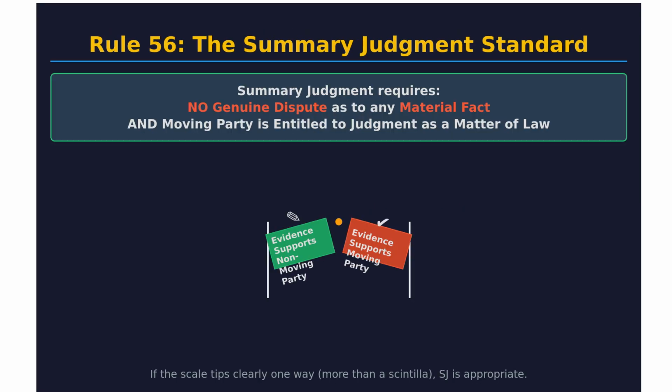Now we turn our full attention to Federal Rule of Civil Procedure 56, governing summary judgment. This rule allows a party to seek judgment when the evidence shows there is no real controversy remaining. The core standard is precise. Summary judgment is appropriate if, and only if, there is no genuine dispute as to any material fact, and the moving party is entitled to judgment as a matter of law.